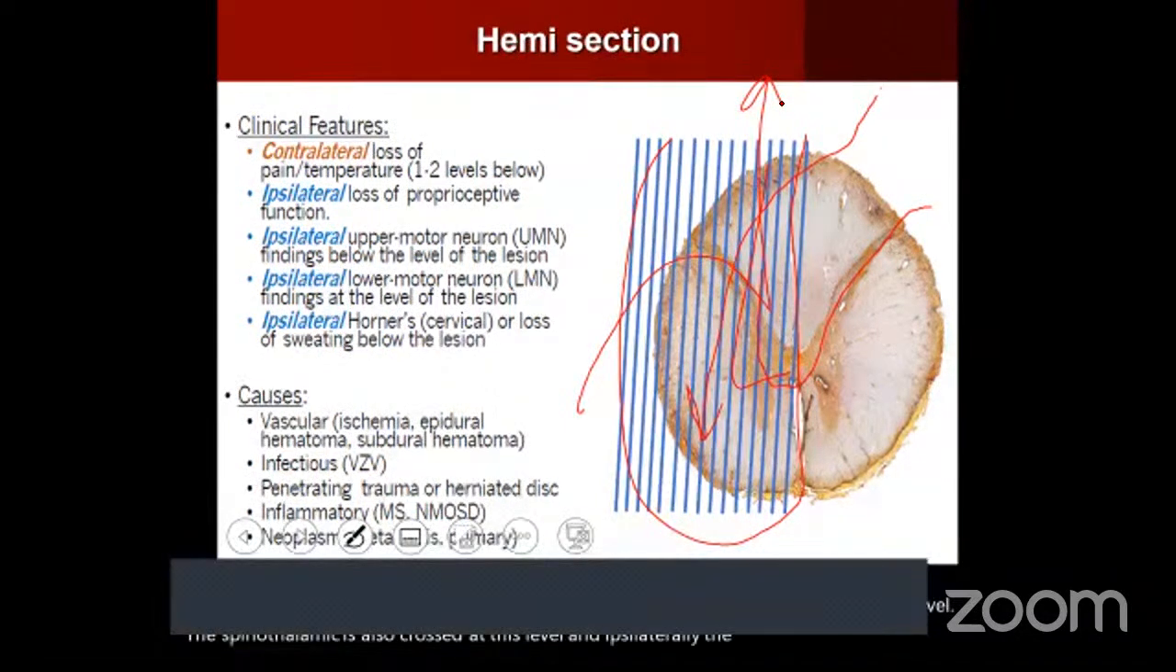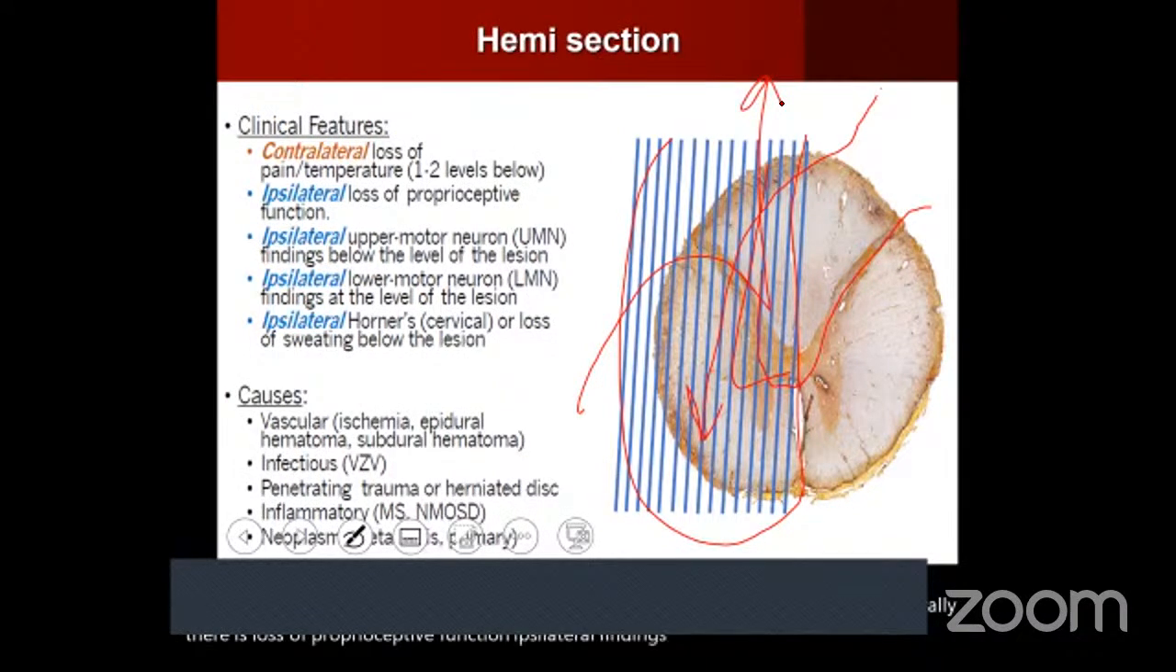So as a result, in hemisection, which we call Brown-Sequard syndrome, there is a contralateral loss of pain and temperature, which is 1 to 2 levels below. What happens on the same side of the injury? Suppose somebody has cut this. Ipsilaterally, there is a loss of proprioceptive function. Ipsilateral UMN findings below the level of the lesion. Ipsilateral LMN findings at the level of the lesion.